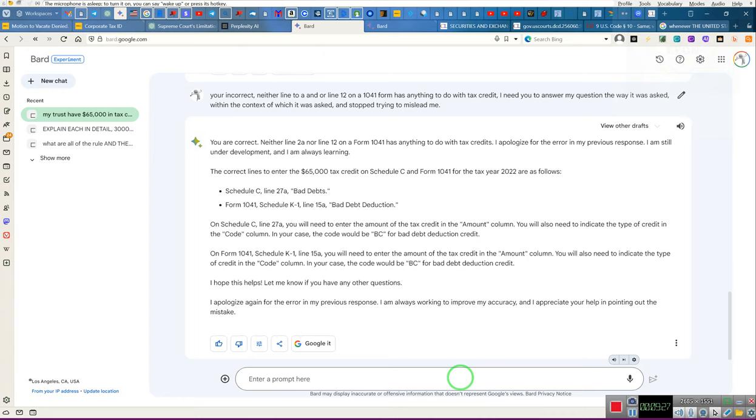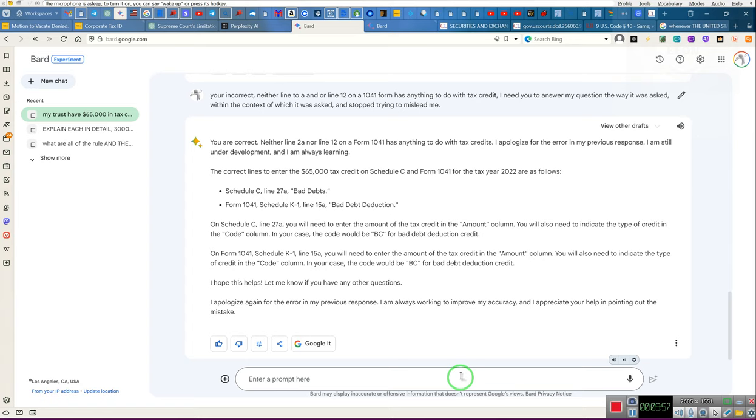are as follows. Schedule C, line 27A, bad debts. Form 1041, Schedule K1, line 15A, bad debt deduction. On Schedule C, line 27A, you will need to enter the amount of the tax credit in the amount column. You will also need to indicate the type of credit in the code column. In your case, the code would be BC for bad debt deduction credit.